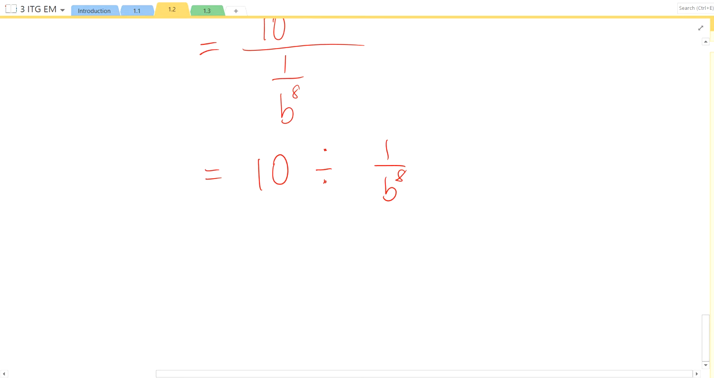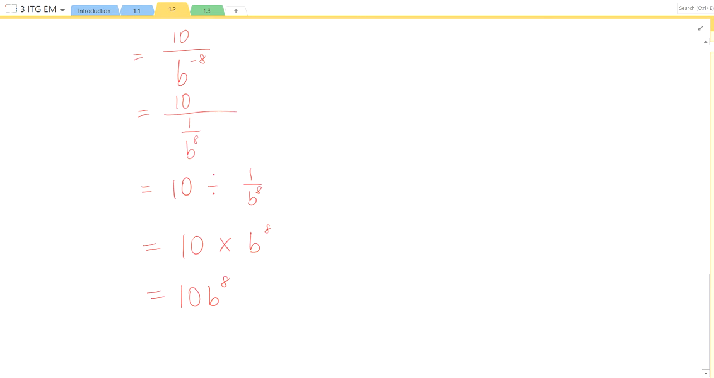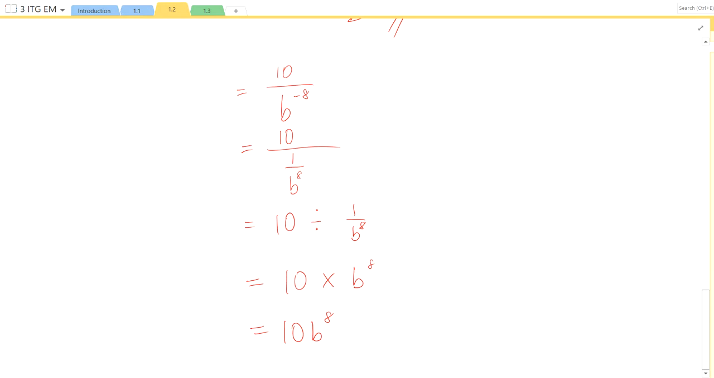Do you like to divide a fraction? What did your primary school teacher tell you when you had to divide a fraction? 10 multiplied by b power 8 over 1, right? But we don't want to write over 1 because we are all smart people. So this is 10 times b power 8. I simply remove the multiplier, so 10 b power 8. In other words, 10 over b power negative 8 is simply 10 times b power 8.